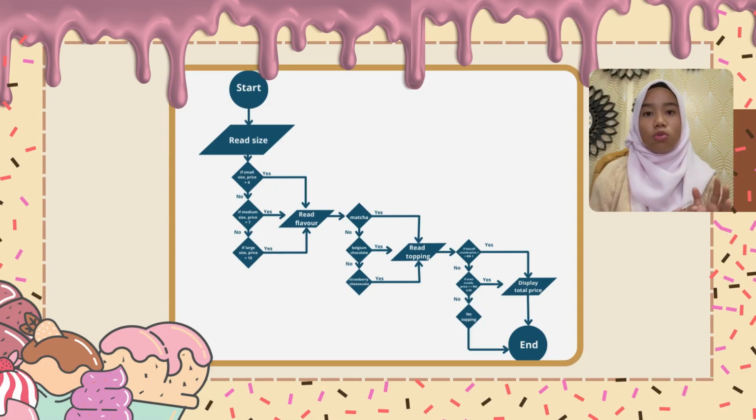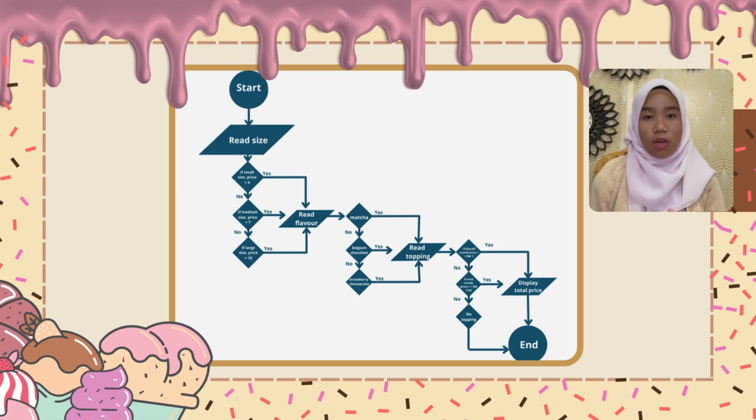So we go to the flow chart. First thing first, the customer needs to choose 1 of 3 sizes, which are small, medium or large. If the customer doesn't like small, the customer can choose medium or large. The second one, the customer needs to choose a flavor, and we have matcha, Belgian chocolate and strawberry cheesecake. If the customer doesn't like matcha or Belgian chocolate, the customer can choose strawberry cheesecake.